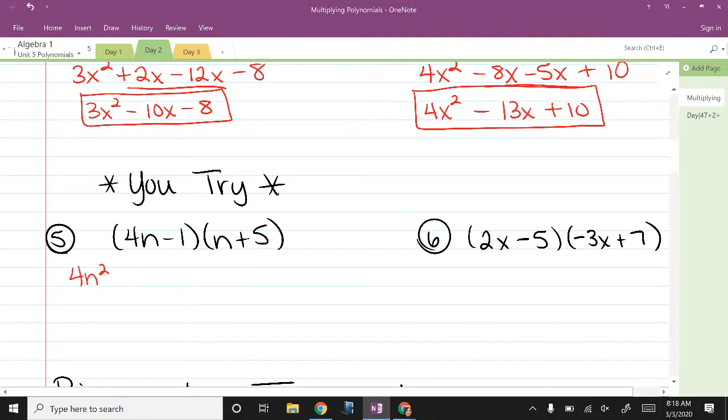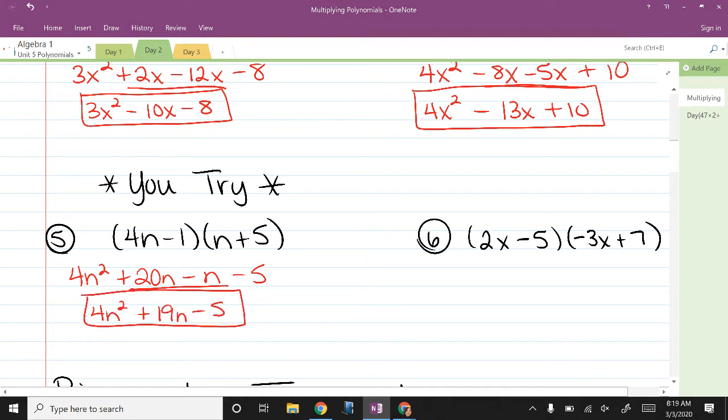Y'all start with that. And then what did you multiply? 4n times 5 and get what? 20n. And then you multiplied what? Negative 1 times n is negative 1n or just negative n, either one. And then last is negative 1 times 5 and you get what? And then you combine like terms and they're in the middle. What's positive 20n minus n? So 4n squared plus 19n minus 5. Raise your hand if you got that for number 5.